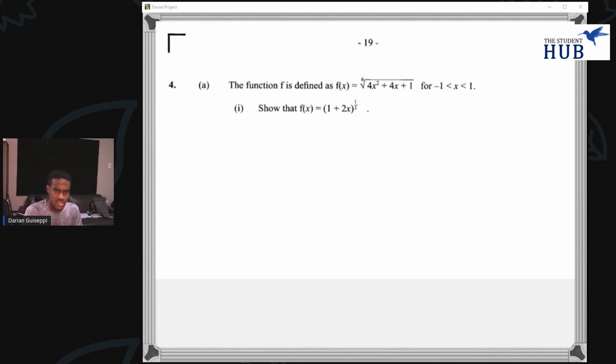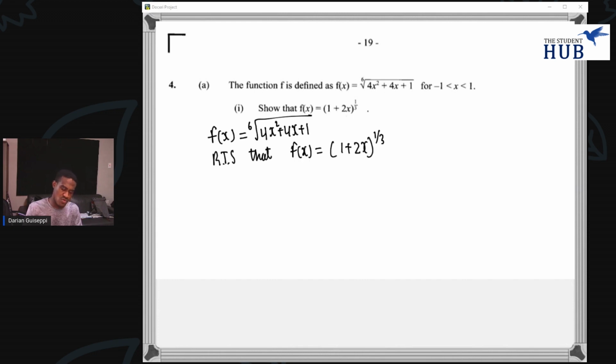And then it's saying show that f of x is equal to this. This looks pretty straightforward, right? But we need to show it. So basically, let's put down what is f of x, right? And we require to show this, right? That f of x could be rewritten as this. That's basically what they're asking us to do, to rewrite f of x in a different form, right?